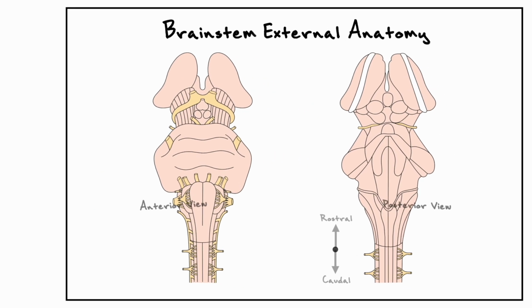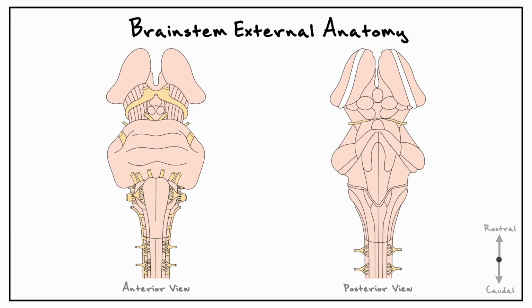As you might see already, the external surface of the brainstem is much different from the spinal cord, as it has many more bumps and ridges that will be important to consider. Another axis that will be important for us to keep in mind with the brainstem is the rostral and caudal axis. Remember that rostral is towards the nose and caudal is towards the tail.